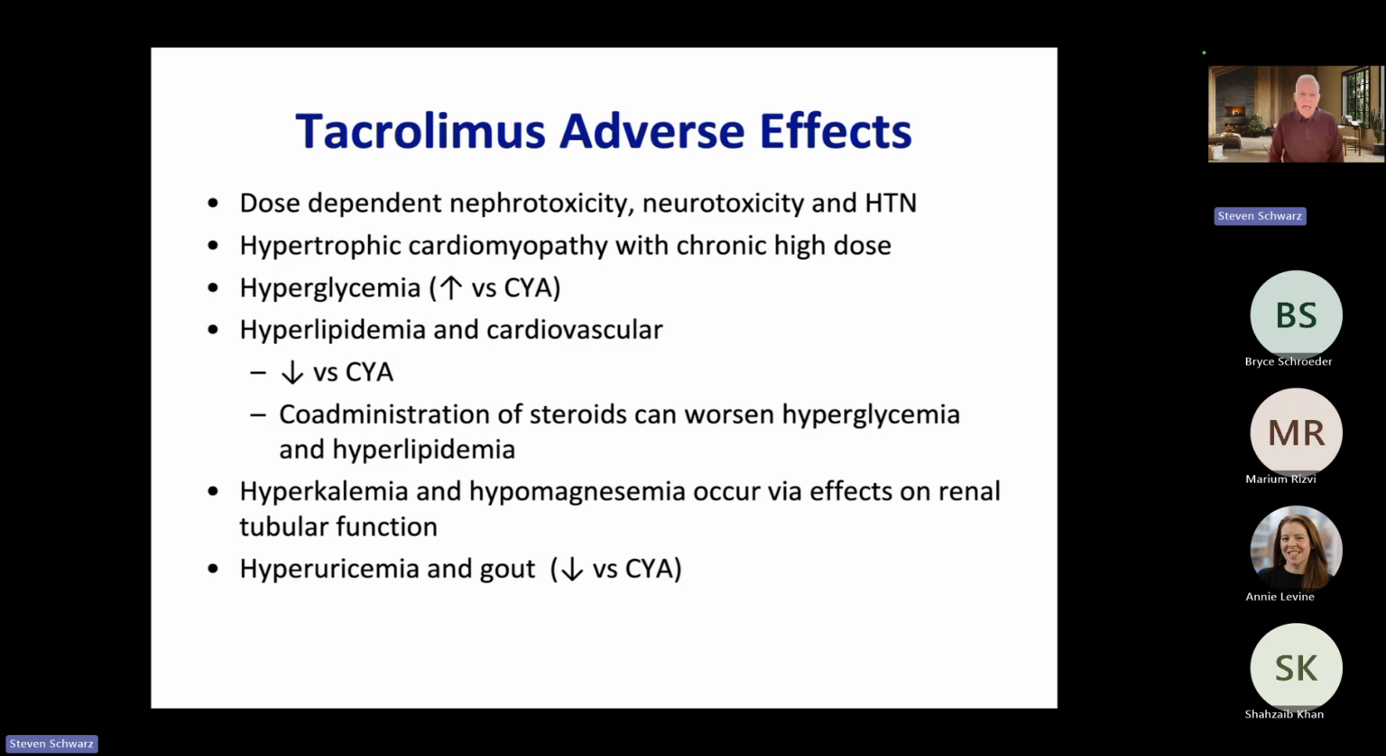Hyperglycemia and hyperlipidemia. Hyperglycemia is more of a problem than with cyclosporin. Hyperlipidemia is less of a problem. And when tacrolimus is co-administered with steroids, that can actually exacerbate these side effects. Electrolyte problems can also occur. Hyperuricemia, again, but that's less than with cyclosporin. When patients are on these drugs, simple blood tests should be used to monitor them in order to evaluate for potential toxicity.